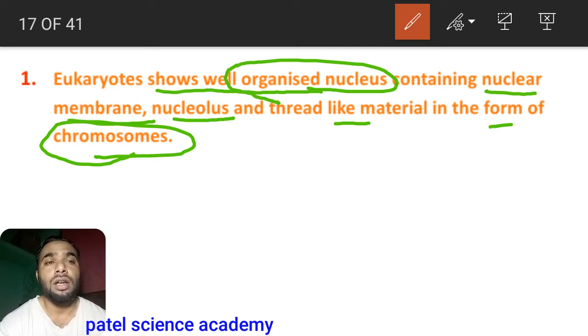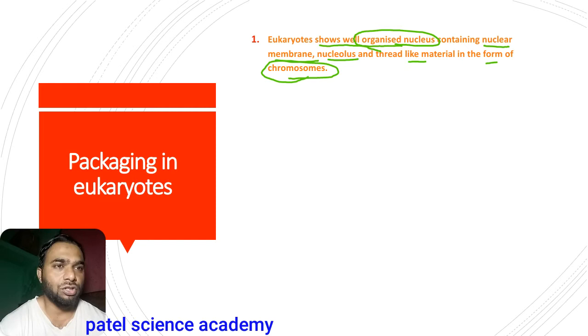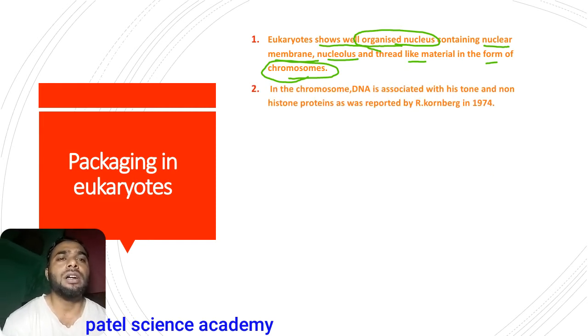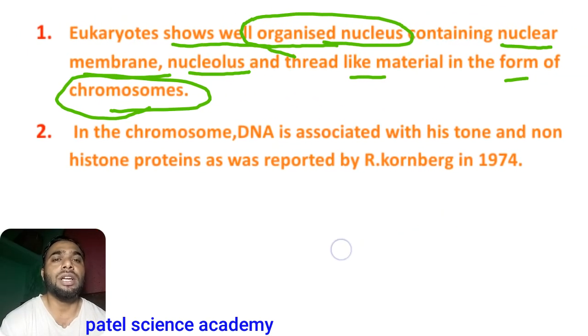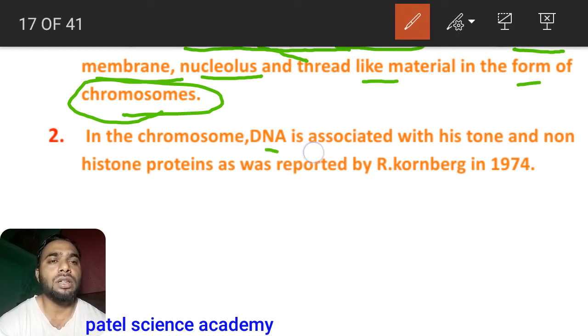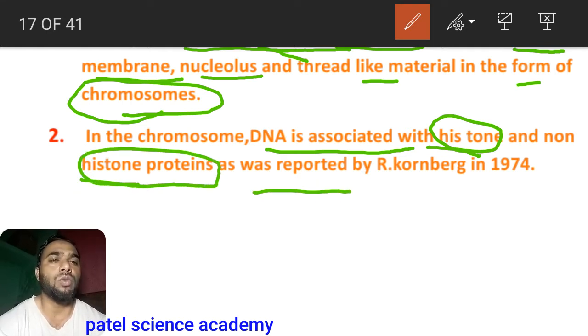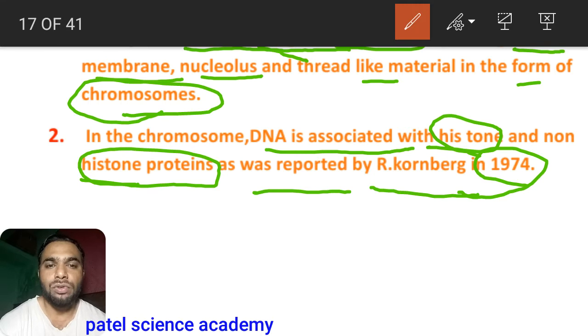Because we are going to know about eukaryotic cell DNA packaging, you have to be very familiar with this topic. Now the second point regarding the eukaryotes: it includes the chromosomes. DNA is associated with the histone protein and the non-histone protein. Dear students, these are two things related to the DNA: one is the histone protein and another one is the non-histone protein, and these histone and non-histone proteins were reported by R. Kornberg in 1974. So dear students, you can note down all these points one by one.